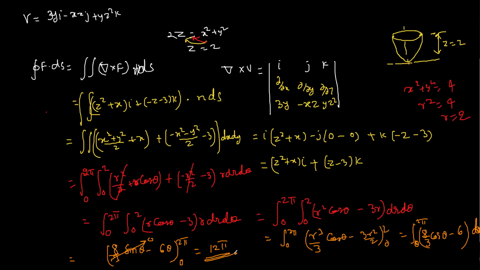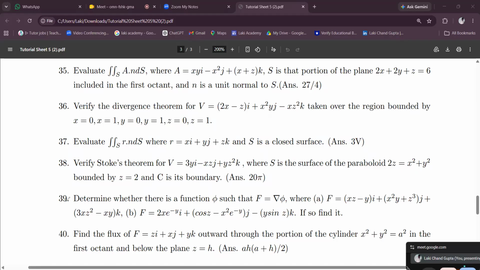Okay, question number 39 is not Green's theorem, not Stokes theorem, not Gauss divergence theorem. Here you have to find a scalar function, meaning a scalar value from the given vector value. Okay.